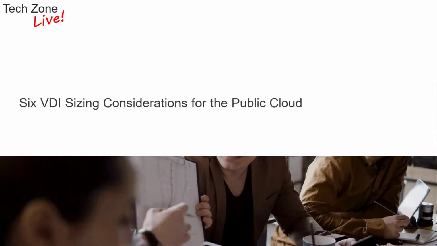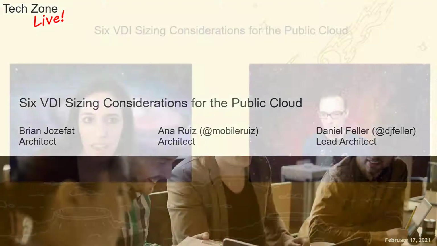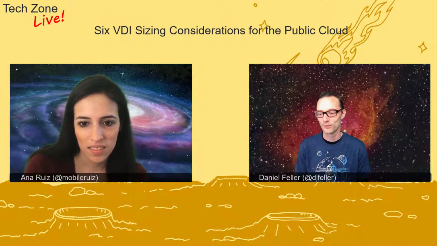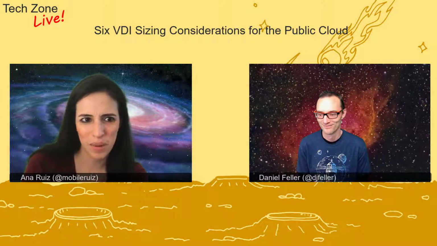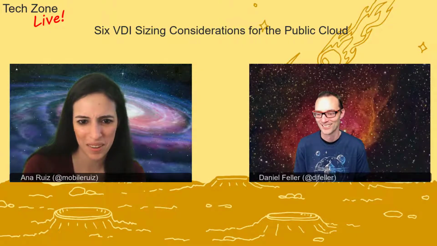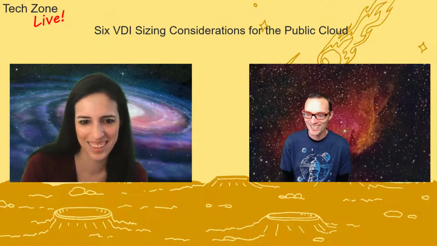Dan, I'm curious, do you know how many virtual desktops a user can get out of one cloud instance? Oh, it's easy. 42. But I didn't even tell you what type of user, what type of instance, which cloud. How did you come up with 42? It's always 42. It's always the answer.